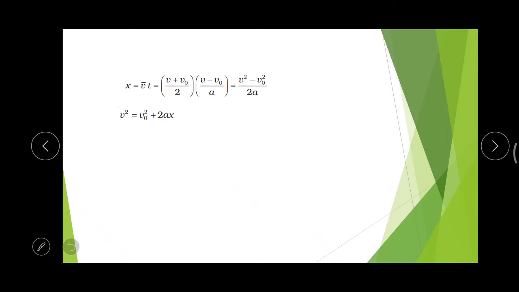Okay, now come to the third equation, that is x is equal to v bar into t. We have already discussed v bar for an object moving with constant acceleration: v bar is equal to (v plus v0) divided by 2. As well, from the first kinematic equation, v minus v0 is equal to at, so (v minus v0) by a is equal to t. So we have substituted the v bar and t values. Now you just open up the brackets and you will obtain x is equal to (v square minus v0 square) divided by 2a.